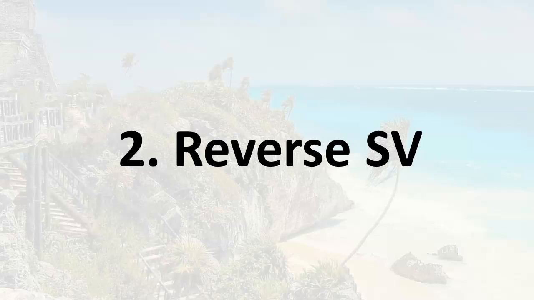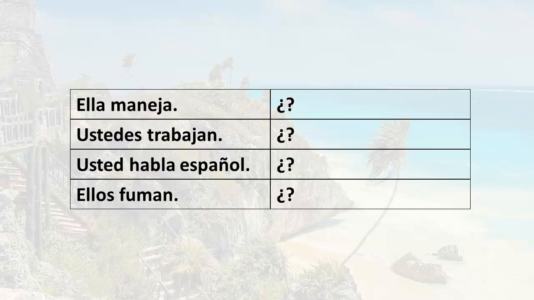On to our second method. So, remember the second method is to simply reverse the subject pronoun and conjugated verb word order. So, when you have a statement, just reverse the word order. So, let's look at some examples here.